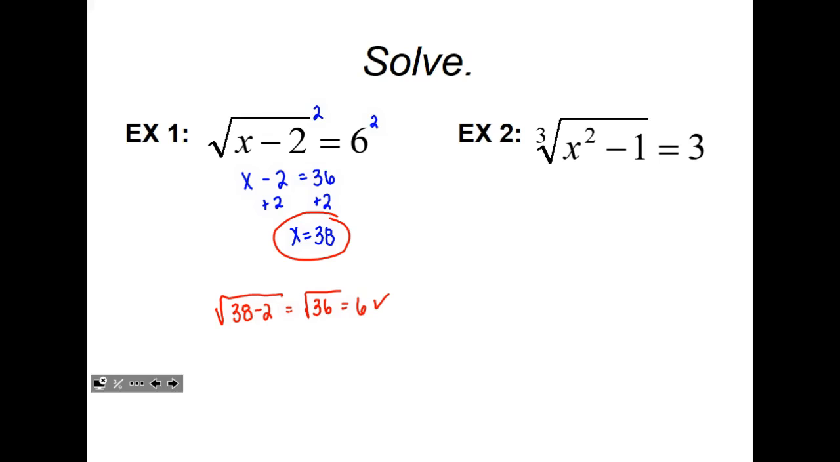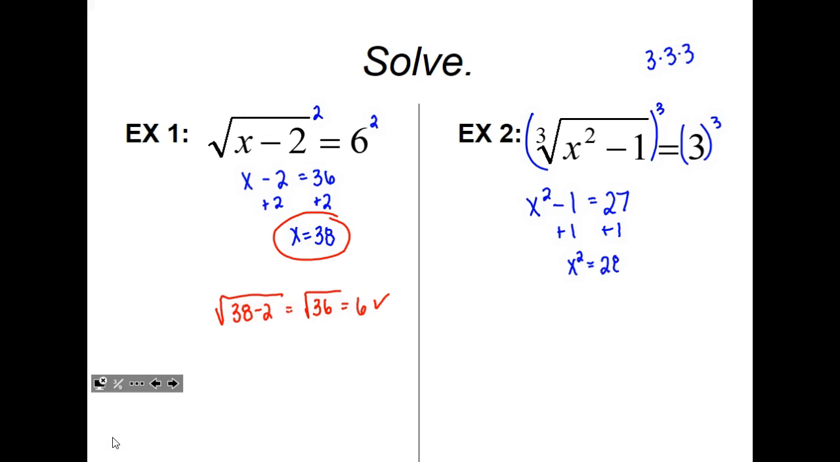For example 2, we have a cube root. So we are going to cube both sides of this equation. That will give us x squared minus 1 equals 27. Right here, remember 3 cubed is 3 times 3 times 3, so we get 27 there. We will add 1 to both sides. That will give us x squared equals 28.